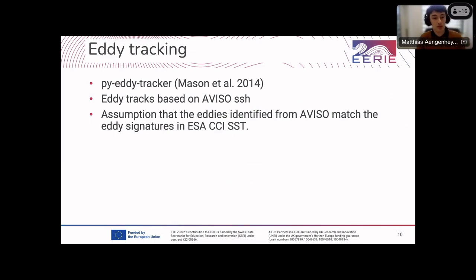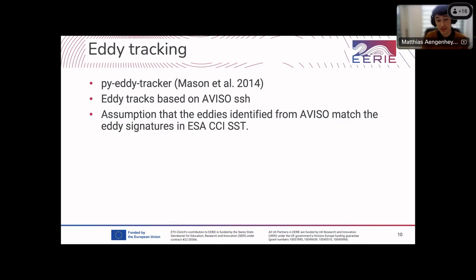It seems the agreement has been to use this package called PyEddyTracker. And thanks to Malcolm, we already have the eddy tracks based on observed AVISO sea surface heights. So we can essentially use those also in our AMIP simulations, where we don't really have to track the eddies because the ocean is not there.